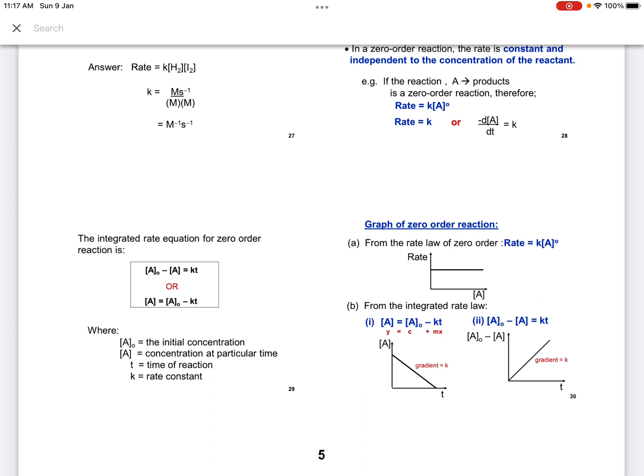Similarly, we can draw a linear graph, [A]0 minus [A] equals to kt, and we can compare with the linear equation y equals to mx plus c. In this case, our y is [A]0 minus [A], while our x is t. The gradient will be positive, that is k.